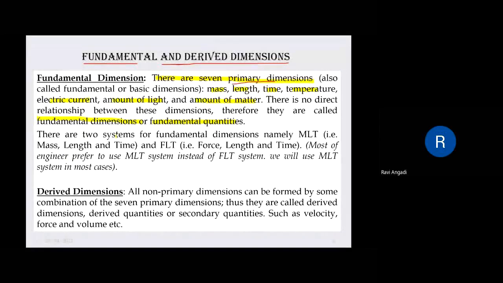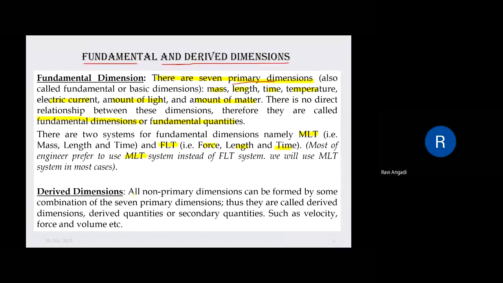Then there are 2 systems for fundamental dimensions that we generally use. They are the MLT system and the FLT system. MLT system means mass, length, and time. In the FLT system, F means force, length, and time. Most engineers prefer to use the MLT system, and we also follow the MLT system only, instead of the FLT system.